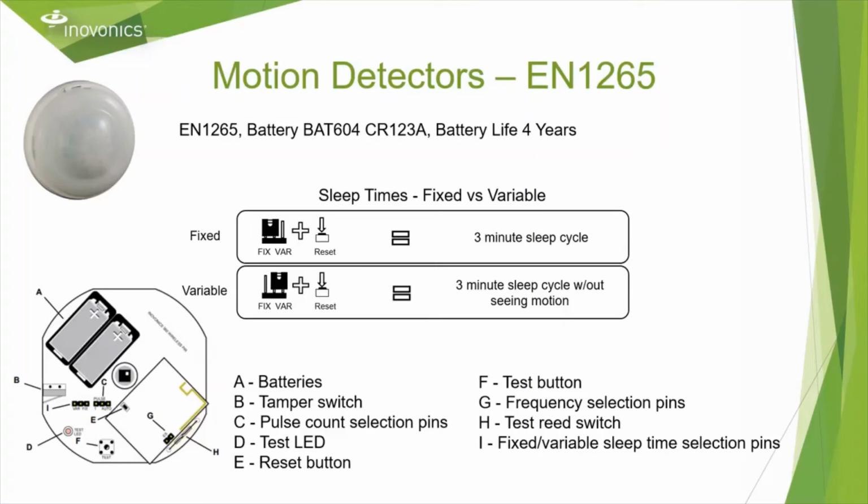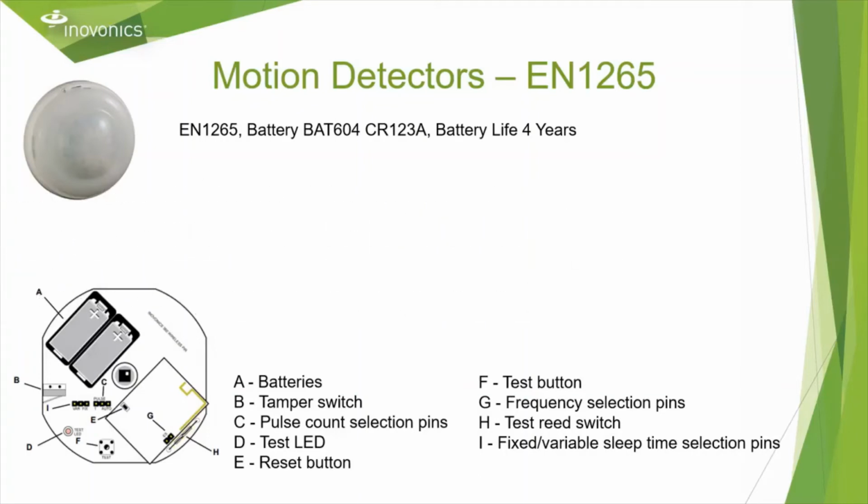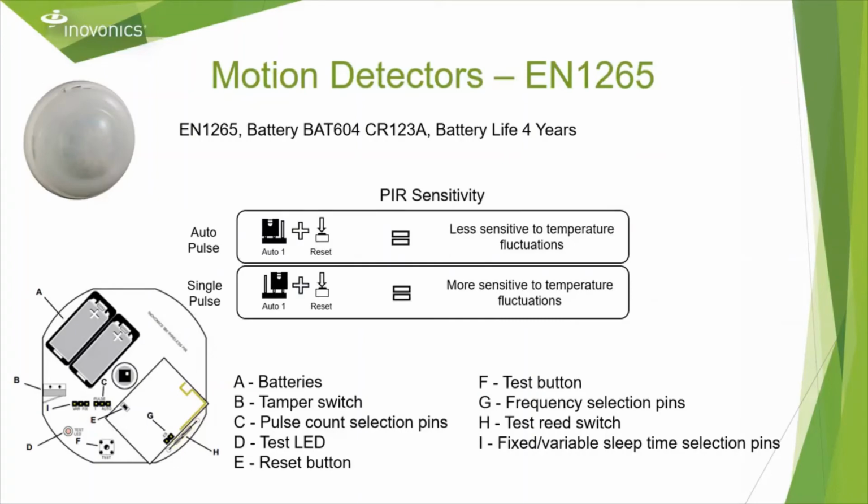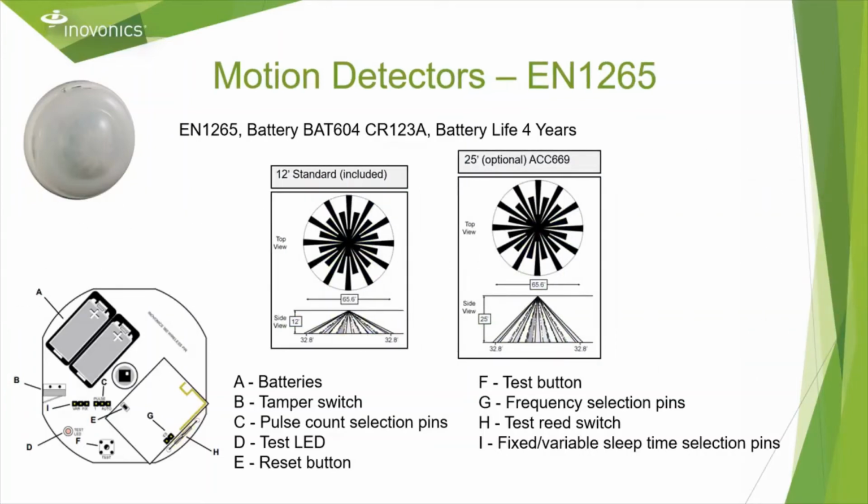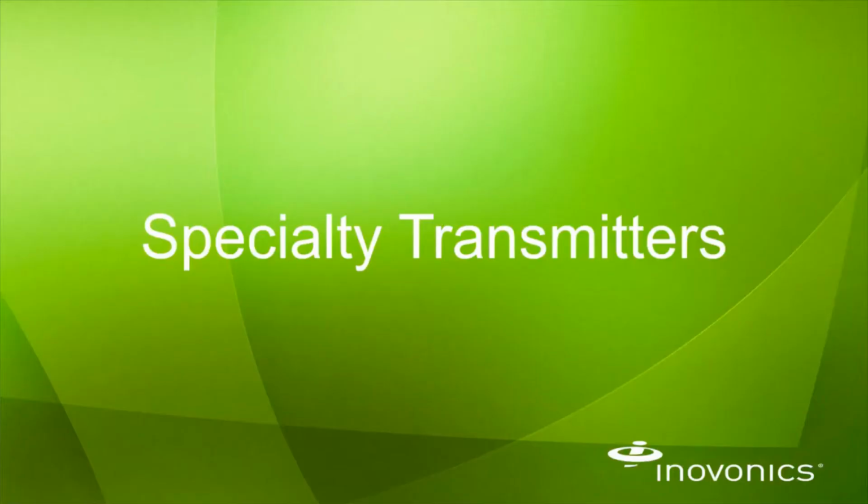This motion detector uses 2 CR123A batteries and offers a 4-year battery life. It also has the ability to change between a fixed and variable sleep time with jumper placements. Adjustable PIR sensitivity of auto pulse versus single pulse, depending on the temperature fluctuations of the room it's installed in. And an optional long-range lens for those rooms with high ceilings.